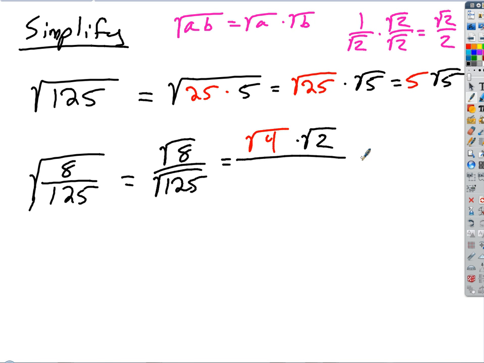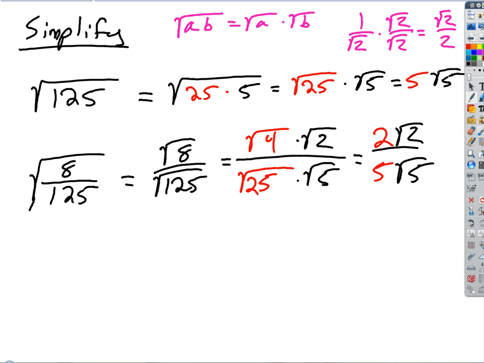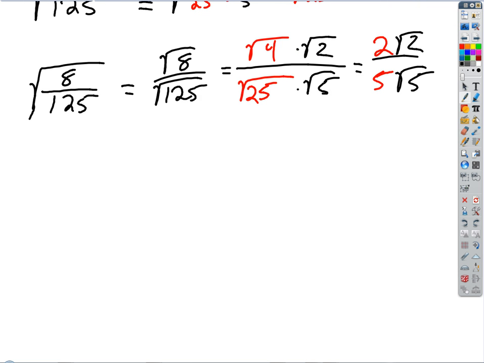On the bottom, square root of 125 we already did. That's the square root of 25 times the square root of 5, right? And so that simplifies at that point into 2 square root of 2 over 5 square root of 5. Okay, so let's rewrite that down here so we have a little more room.